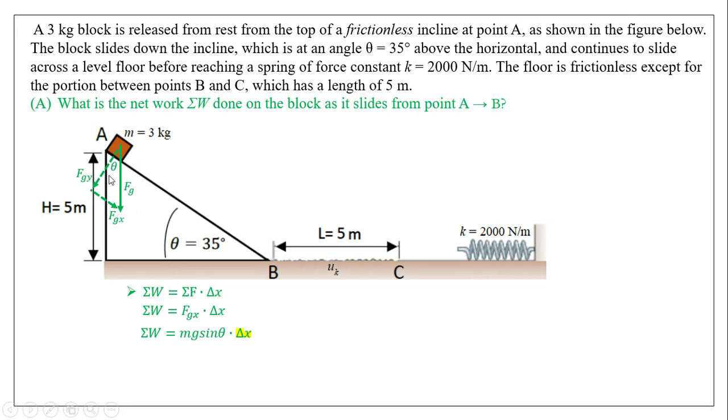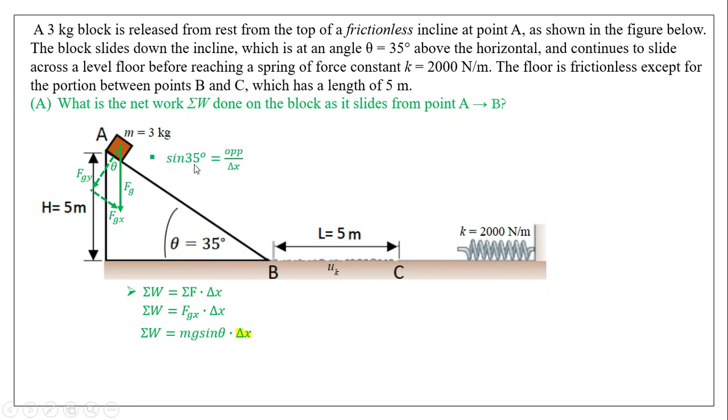This is sine theta because according to the angle in the diagram, F_gx is the opposite leg. Hence, opposite is sine of theta in geometry. As you can see here, I know what m is. m is 3 kilograms, g is 9.8, and theta is given as 35 degrees. The only thing I don't know is my delta x. The height of the ramp is given though, right? So we can actually find the length of the ramp by doing a little geometry.